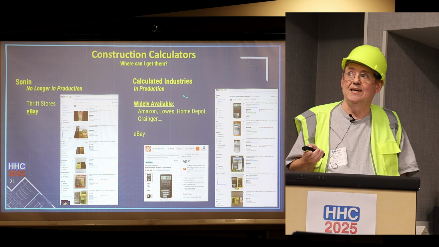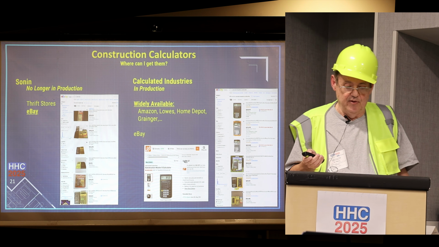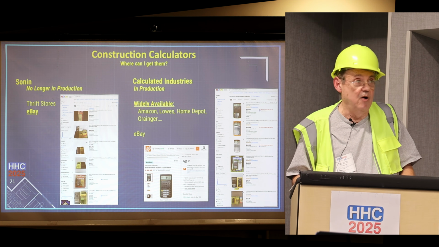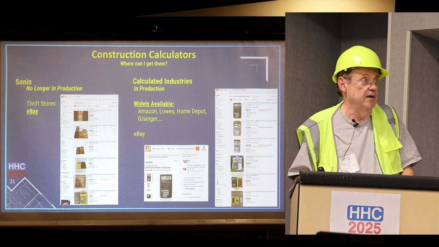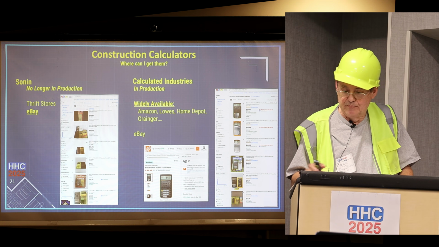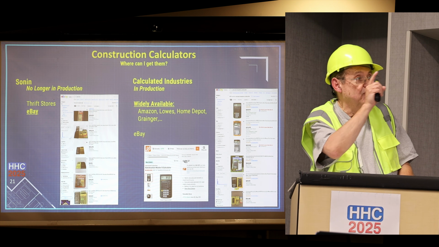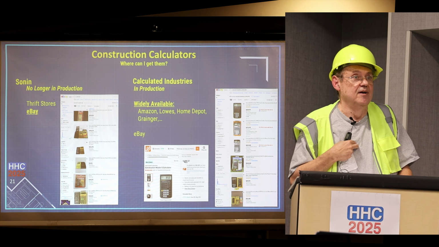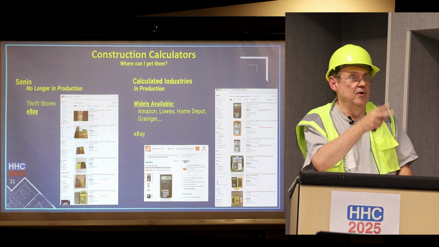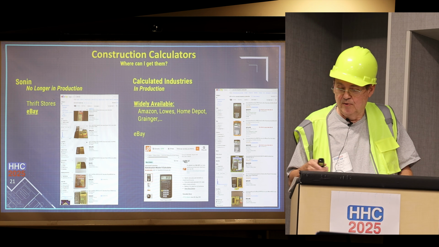Calculated Industries is in production, and they are widely available. You can get them at Amazon, Lowe's. I got one of mine at Home Depot, Grainger, and you can also get them on eBay. So if you have to have one of these, you can also get one on the price table. I didn't put it there, but one of the other folks actually put one on the price table as well.